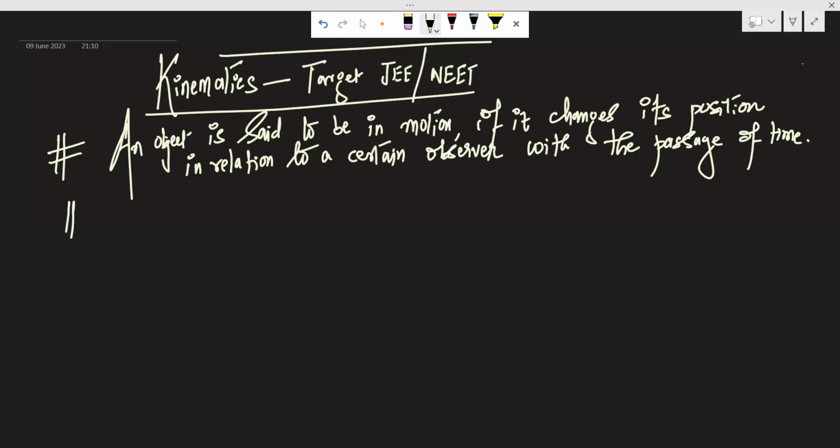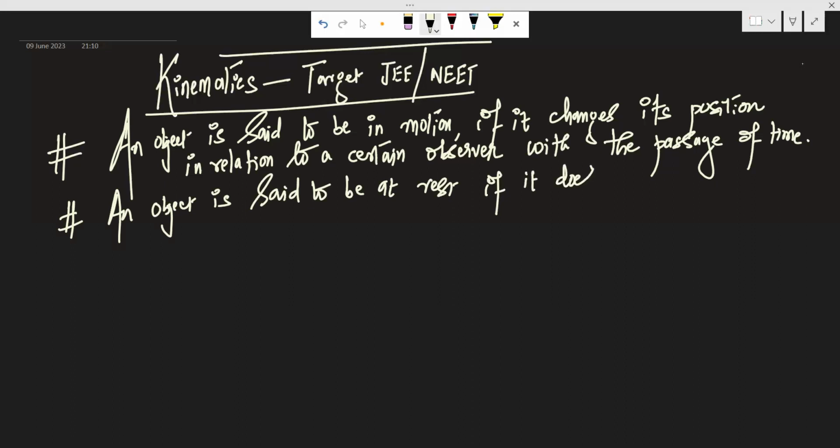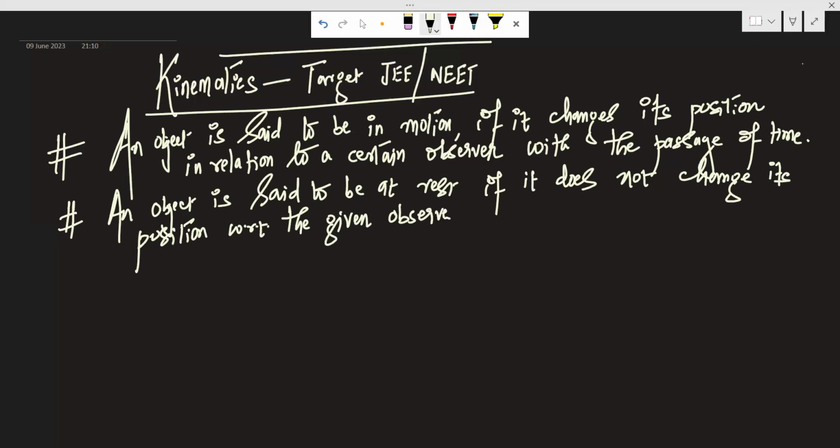Right? And we also know that an object is said to be at rest if it does not change its position with respect to the given observer. अगर वो अपना पोजीशन चेंज नहीं करेगा with respect to जो भी ऑब्जर्वर हमने असाइन किया है with the passage of time, then we say that the body is at rest.